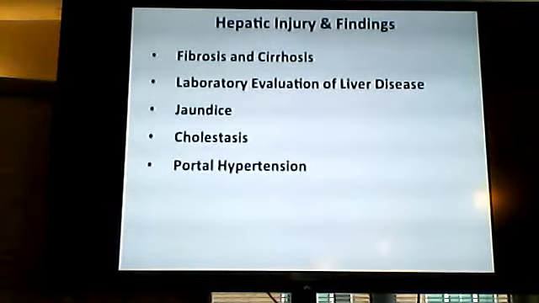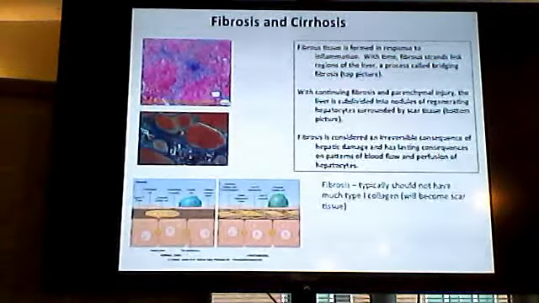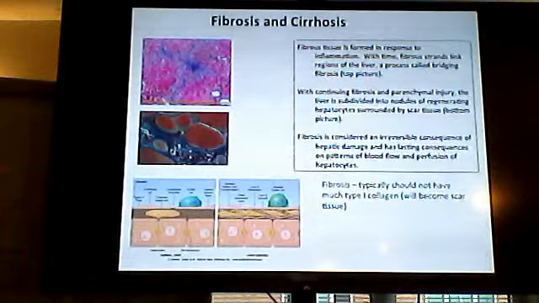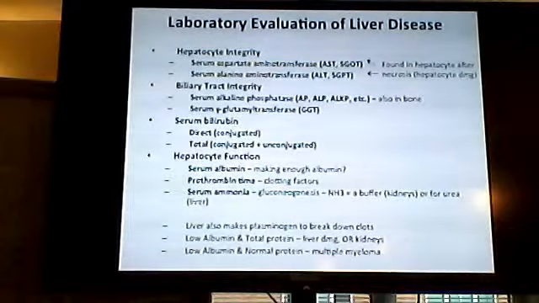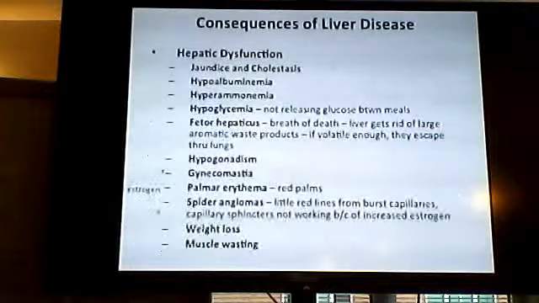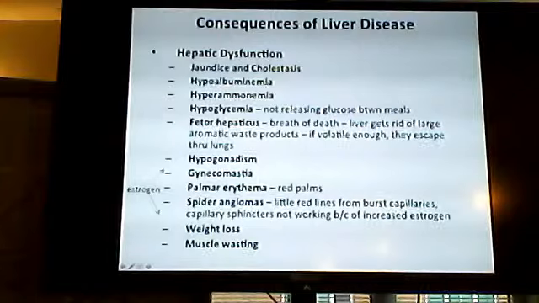Now we go to hepatic injuries. So fibrosis, cirrhosis, so damage to the liver, and also making the liver more scar tissue. You might find these different lab values, which you should have from the lab medicine PowerPoint earlier on. Consequences, I'm not going to run through them, but jaundice and cholestasis are pretty well known.